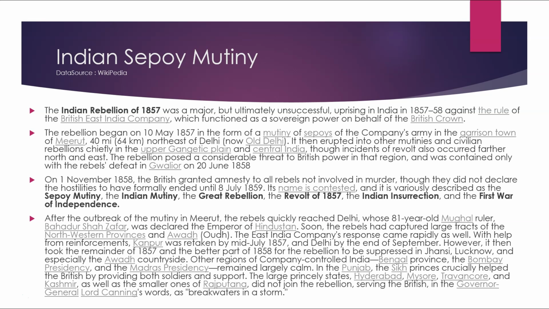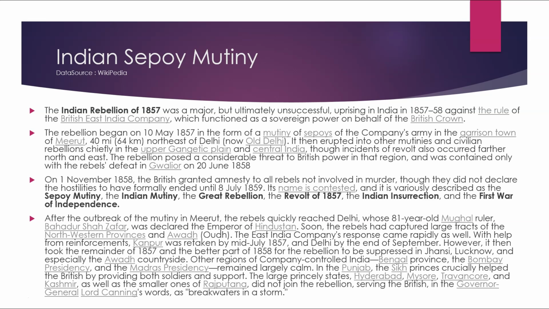It then erupted into other mutinies and civil rebellions, chiefly in the Upper Gangetic Plain and central India, though incidents of revolt also occurred farther north and east. The rebellion posed a considerable threat to British power in that region and was contained only with the rebels' defeat in Gwalior on 20 June 1858. On 1 November 1858, the British granted amnesty to all the rebels not involved in the war, though they did not declare the hostilities to have formally ended until 8 July 1859. The name is contested, and it is variously described as the Sepoy Mutiny, the Indian Mutiny, the Great Rebellion, the Revolt of 57, the Indian Insurrection, or the First War of Independence.